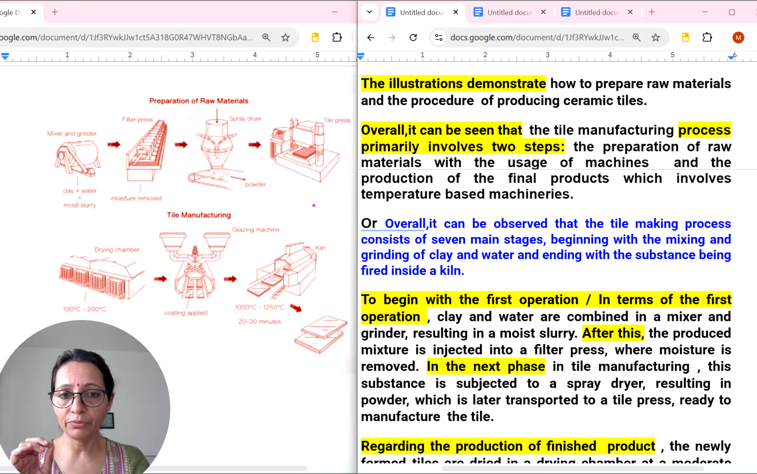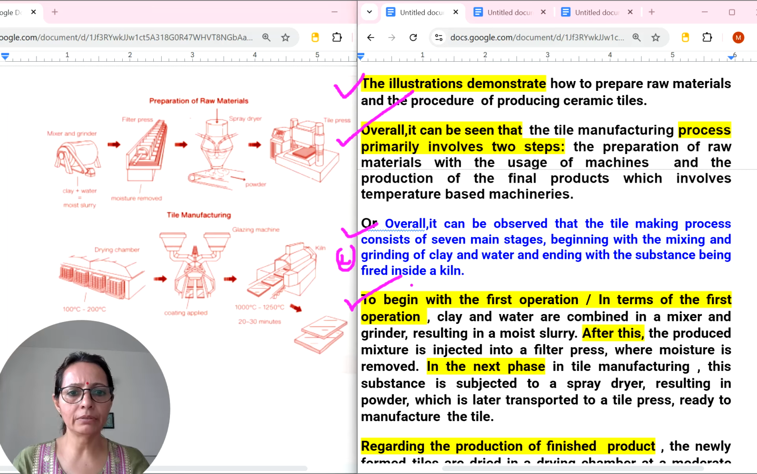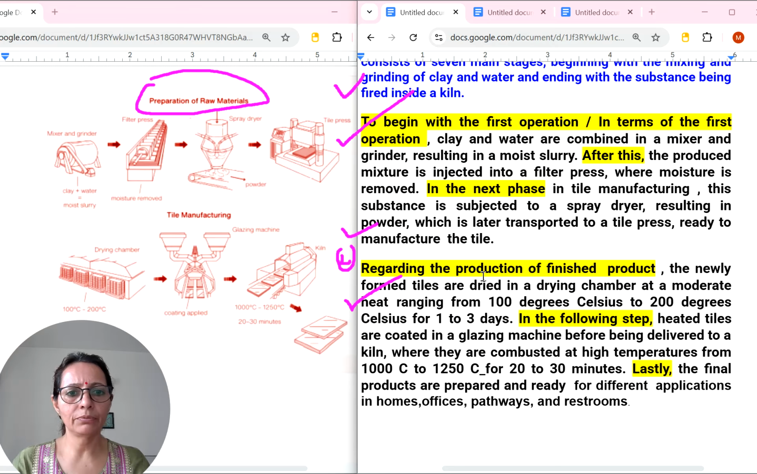Now you can check my full answer. This is my introduction, and this is the overall paragraph. I have given two options for the overall paragraph. This is the first and this is the second one. Okay, and this is body paragraph, talking about this first step, preparation of raw material, and then again we have the last paragraph about this second one. So we have explained it well.